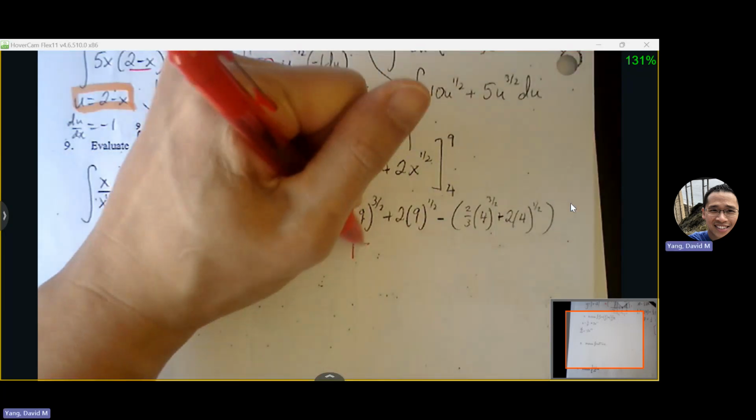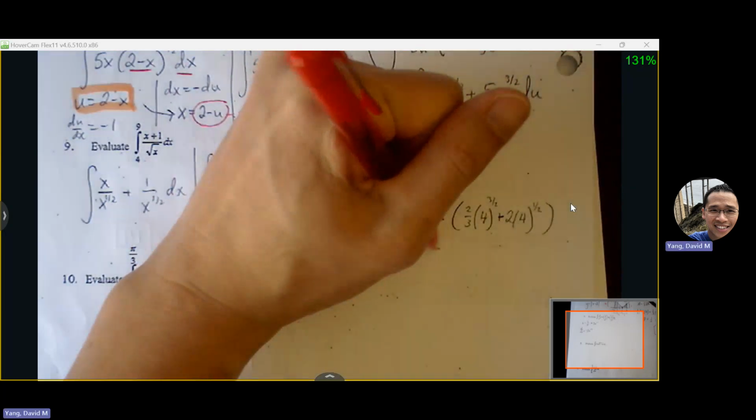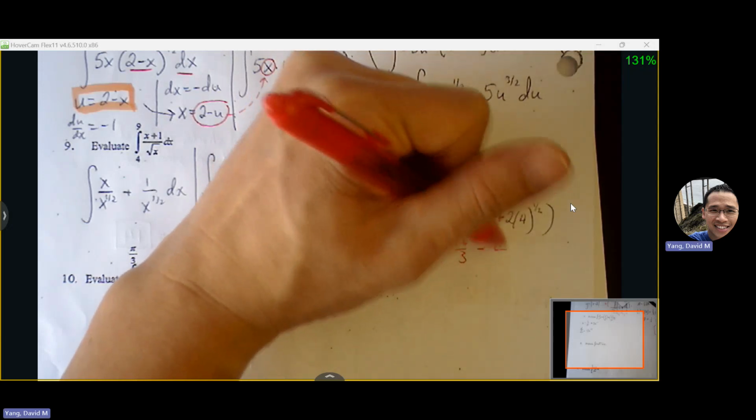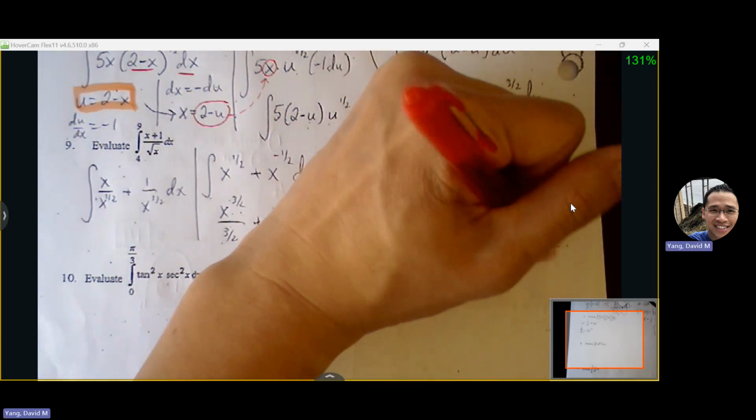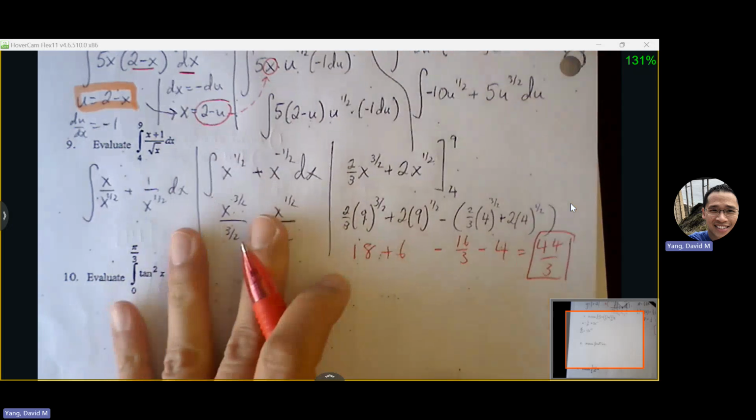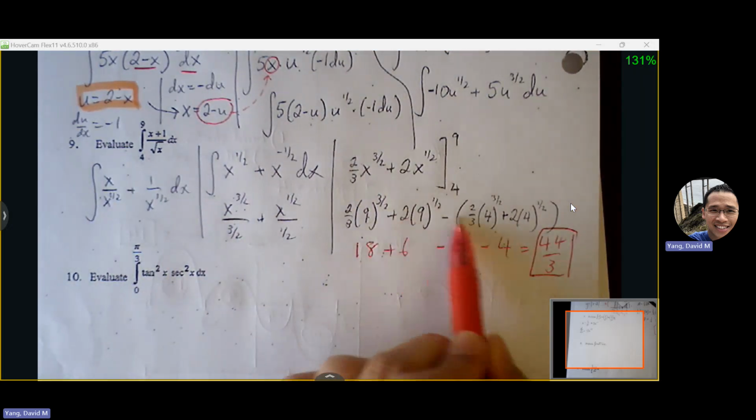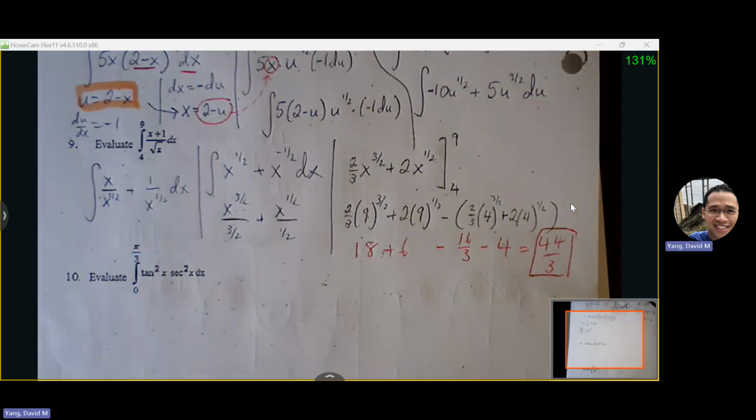Right, so this ends up being 18 plus 6 minus 16/3 minus 4, which is 44/3. But you don't have to go this far on the test without a calculator. If you leave it in this numeric form, that's fine.